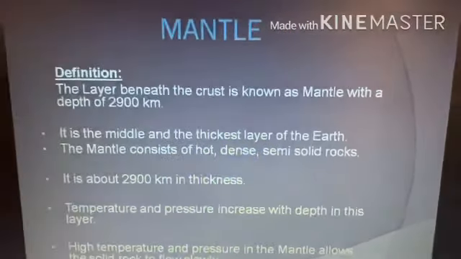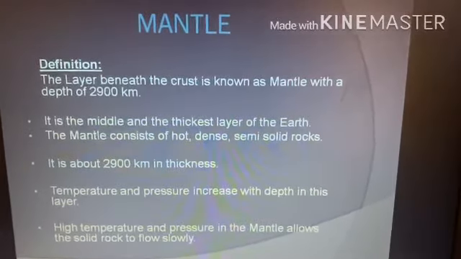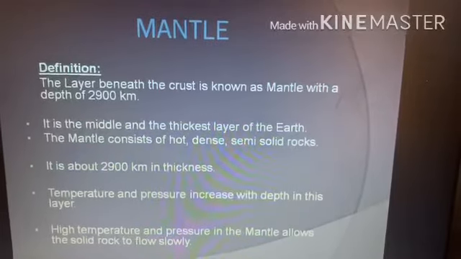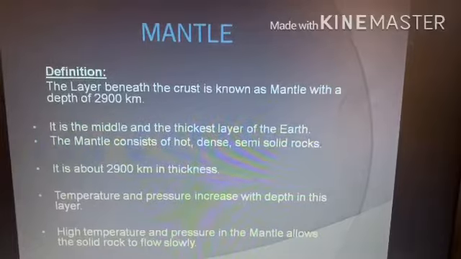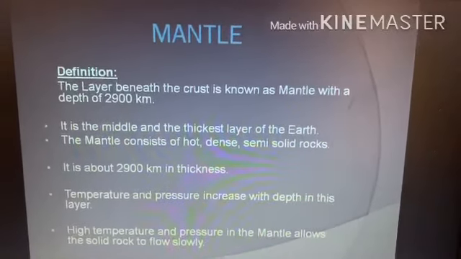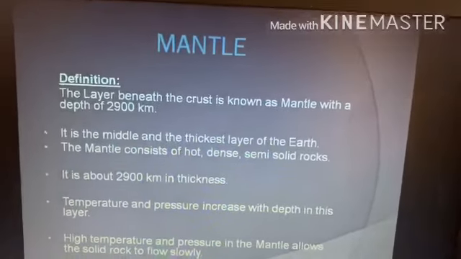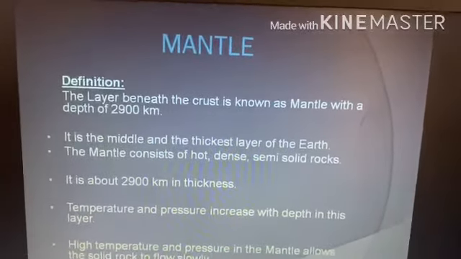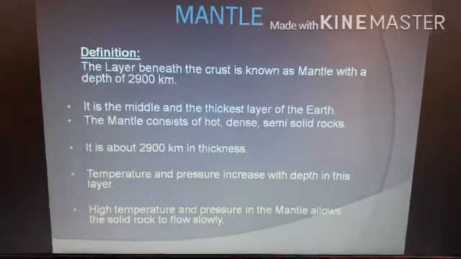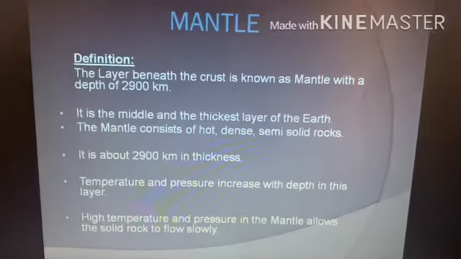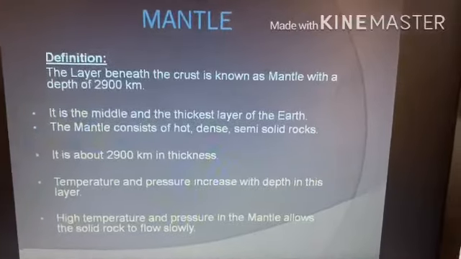Next is the mantle. So what is the definition? The layer beneath the crust is known as mantle with a depth of 2900 kilometer. Okay, so below the crust the layer is mantle, and the depth of the mantle is 2900 kilometer. So now characteristics of mantle. First is, it is the middle and the thickest layer of the earth.